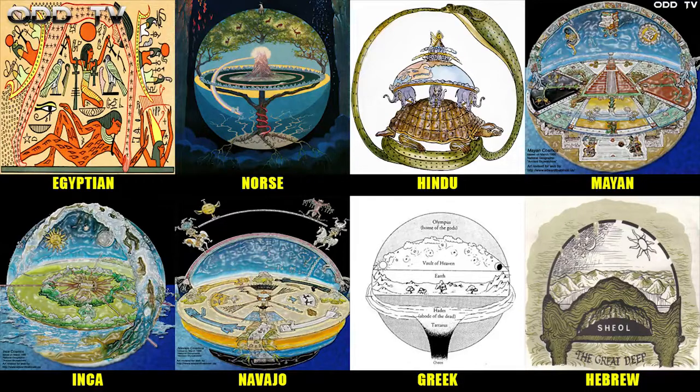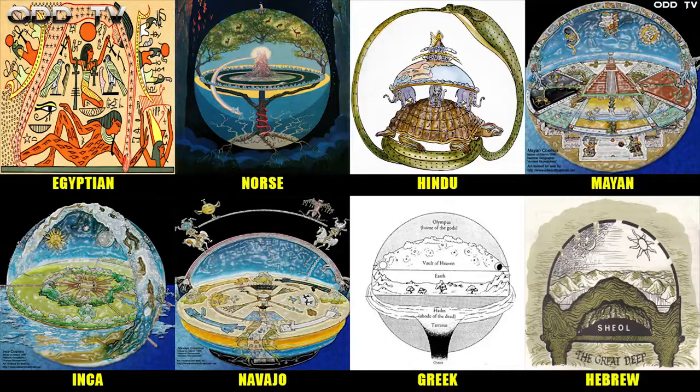Again, here's a few of the cosmologies of the ancients. The people of today have been taught that many of these ancient cultures were primitive and stupid. The fact is, they were more in touch with reality back then. We are completely out of touch with reality, and it's by design.